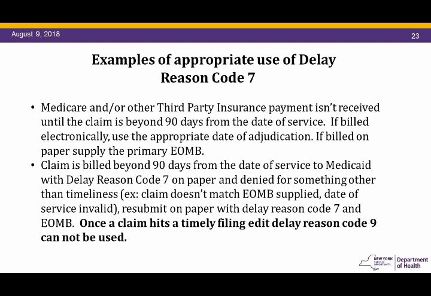Another example, a claim is billed beyond 90 days from the date of service to Medicaid with delay reason code 7 on paper, and it's denied for something unrelated to timeliness. For example, the claim doesn't match the EOMB supplied, or the date of service is invalid. You need to resubmit on paper with delay reason code 7 and the EOMB. Once a claim hits a timely filing edit, delay reason code 9 cannot be used.